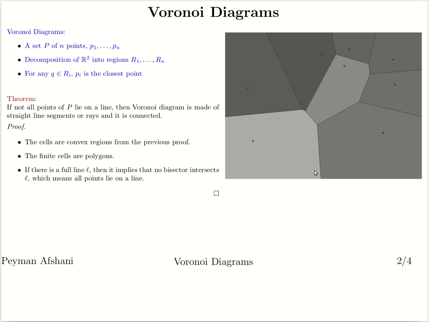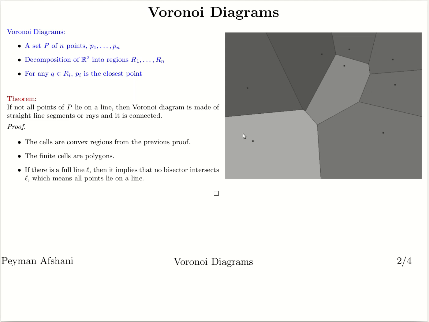Okay? To prove this, observe that we only need to prove that we cannot have a full line L in our Voronoi diagram. Because so far what we have proven is that the Voronoi diagram is made of straight lines or line segments or rays because of the convexity of the regions. But it could be that we could have one cell that has one full line as part of it.